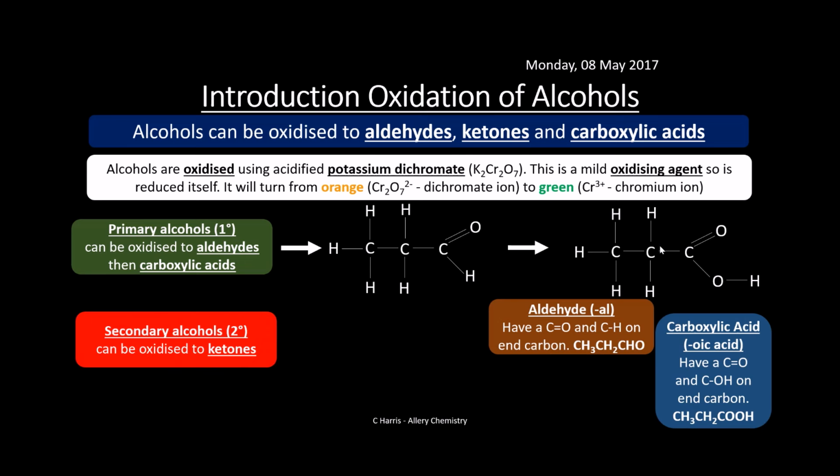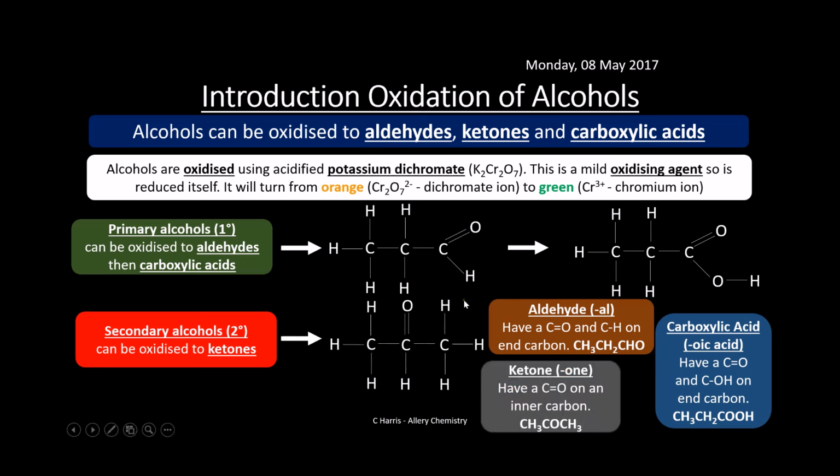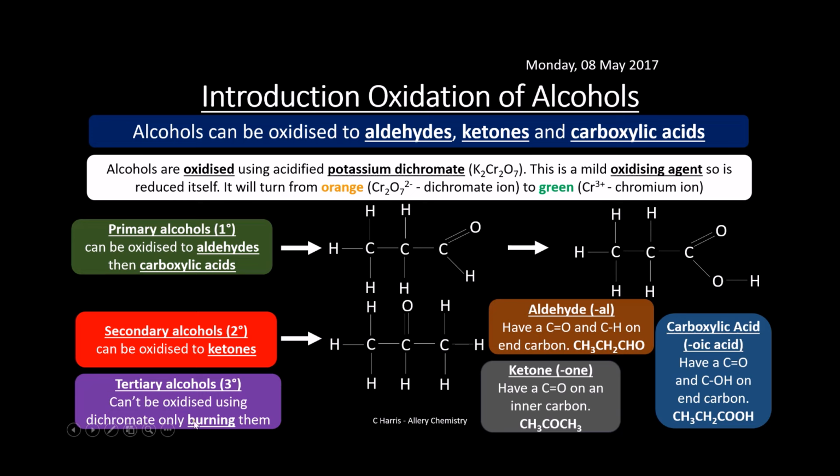Secondary alcohols, these can be oxidized to ketones. So there's a ketone there. Ketones are very similar to an aldehyde, except the carbonyl group, this bit here, the C double bond O, is now sitting in the middle carbon instead of on the end. So very, very similar, but this is called a ketone, and we end it in -one, like butanone, etc. And tertiary alcohols, they can't be oxidized using dichromate because it's only a mild oxidizing agent. You can burn them though, obviously, and you can oxidize them that way, but that isn't really much use because we don't get any useful products from it. We just get carbon dioxide and water.